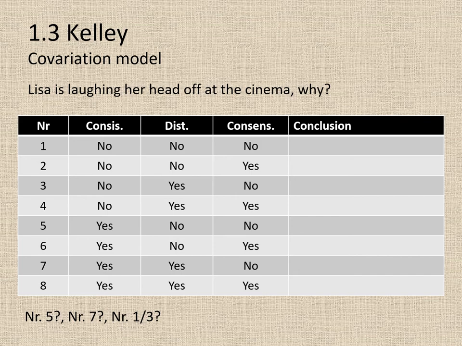How about consensus? No. There are a lot of other people in the cinema, in the movie theater with Lisa, but nobody else is laughing. Everybody else is crying. Lisa is sitting there by herself, laughing her head off. Everybody else is crying. So, what do we think? How do we explain Lisa's behavior? If we come up with this combination, any idea?